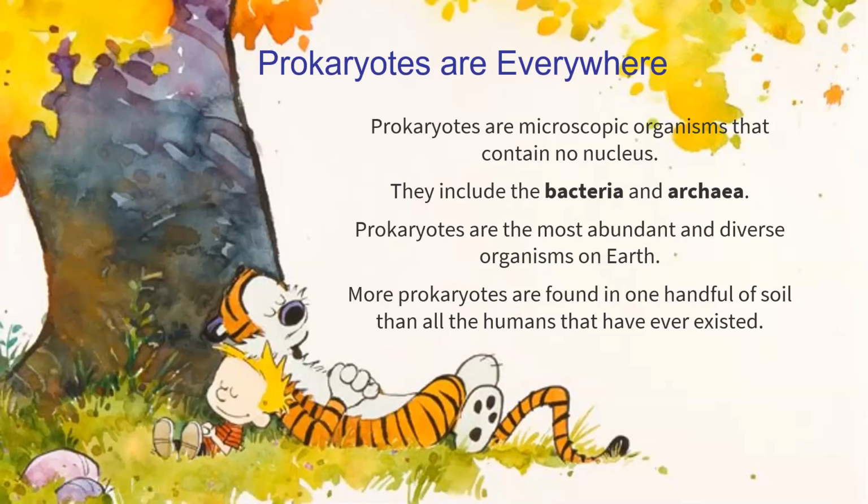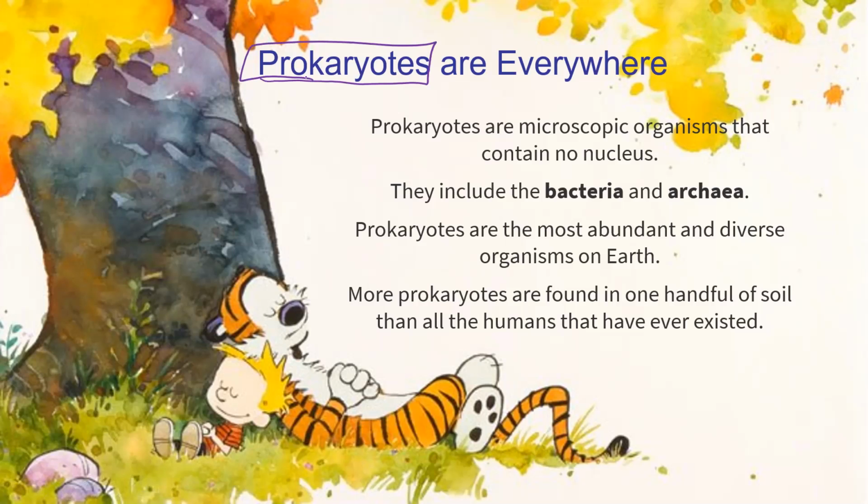One other thing to say about these is that they are everywhere. They're in the soil, they're in the water, they're in the air, and they include both the bacteria and the archaea. And the prokaryotes, as we talked about in week 1, prokaryote means before nucleus. So that means they have no nucleus. They're considered to be more primitive than eukaryotes.